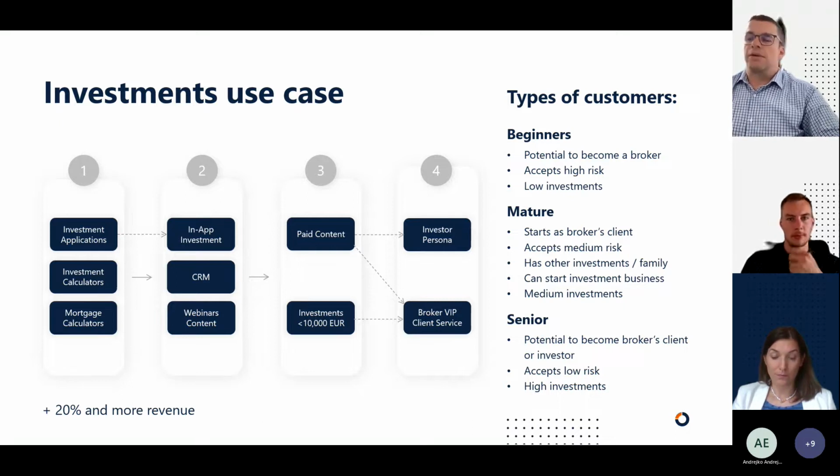And then information about you usually goes to the CRM of this investment company. And when you are ready for higher investments, it's processed to the brokers, and it usually depends, of course, on the investment company. When an investment is, let's say, 10,000 euros and more, then you get your own broker, and he takes care of you as a VIP client.